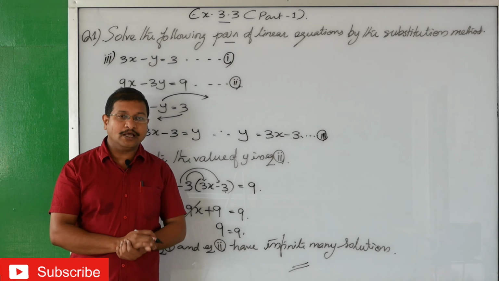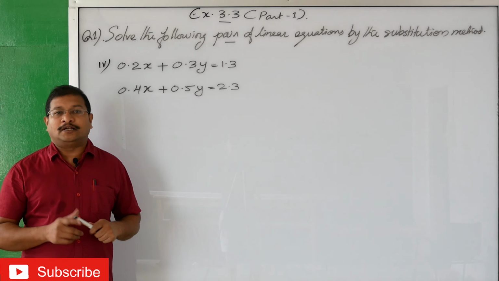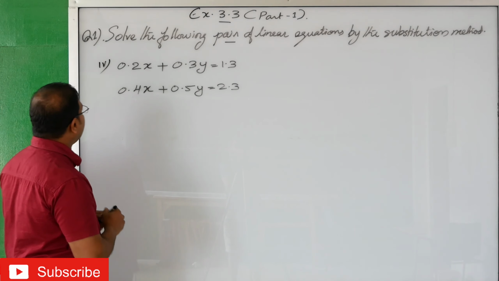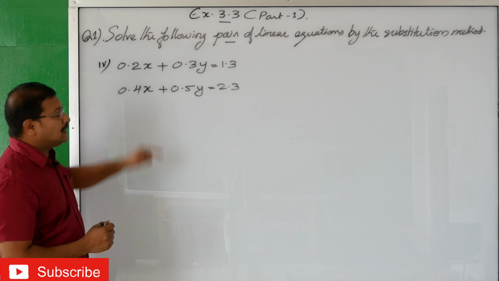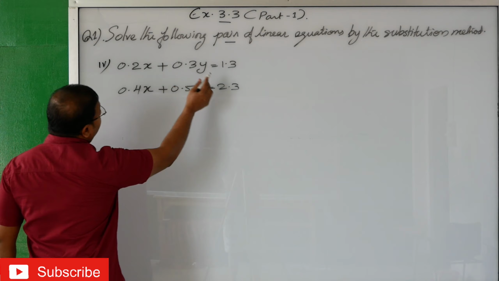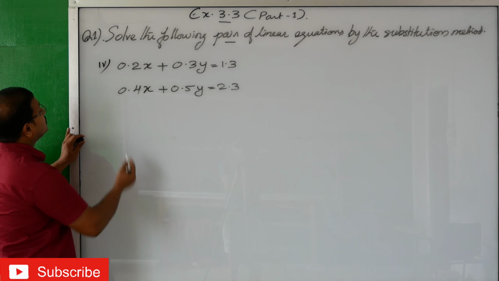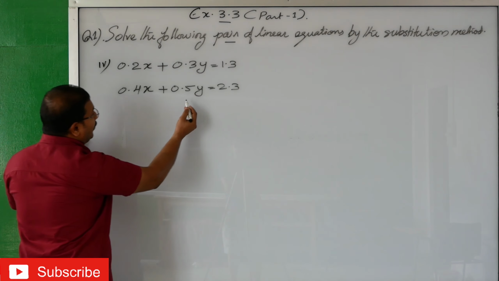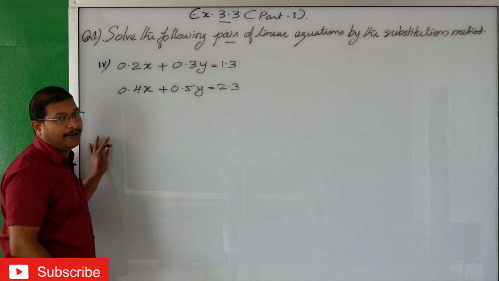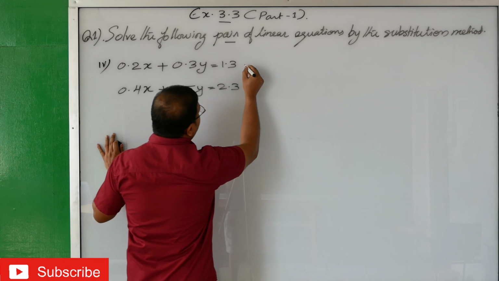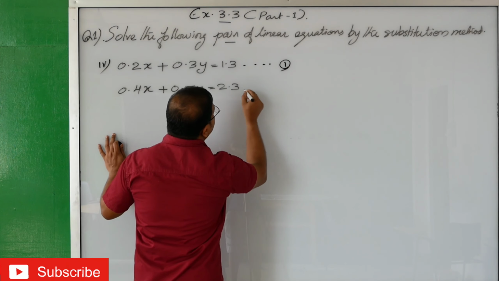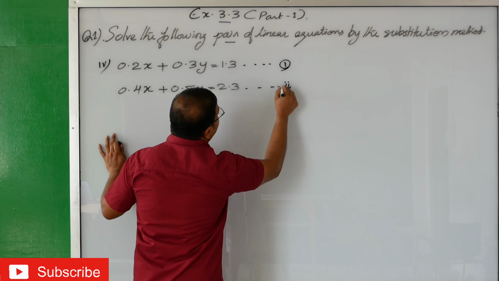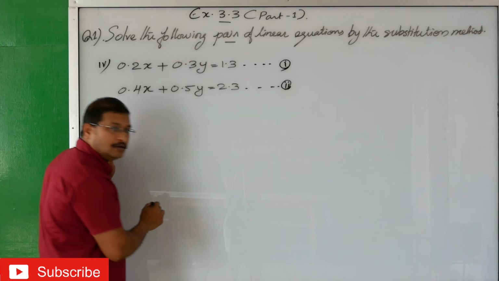Okay, so let's go to the next question, question number 4. Say 0.2x plus 0.3y equals 1.3. Second equation, 0.4x plus 0.5y equals 2.3. First one is equation number 1. Second one is equation number 2. Ready? Now what will you do?